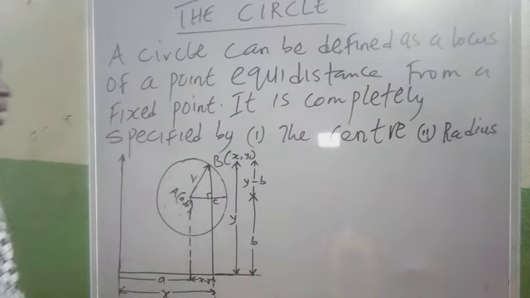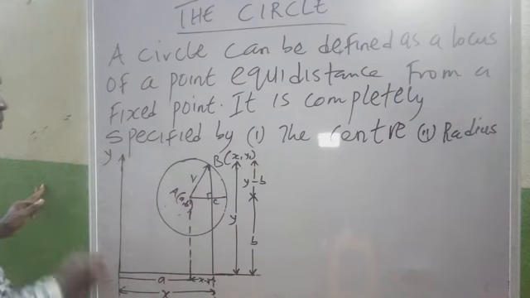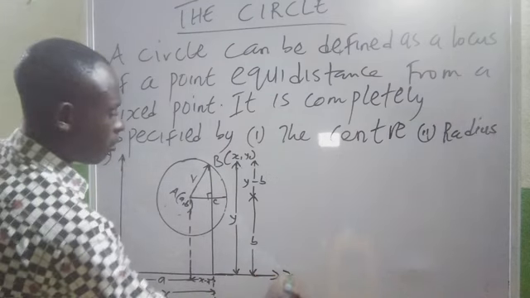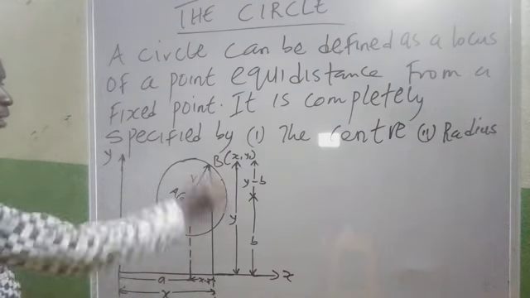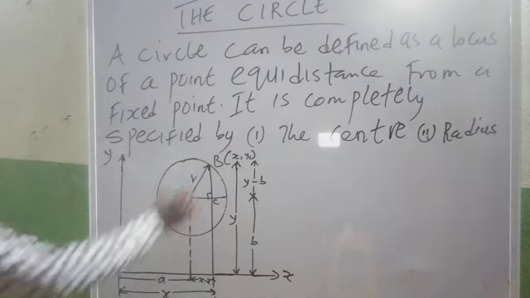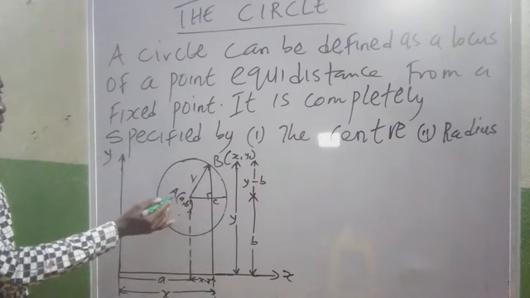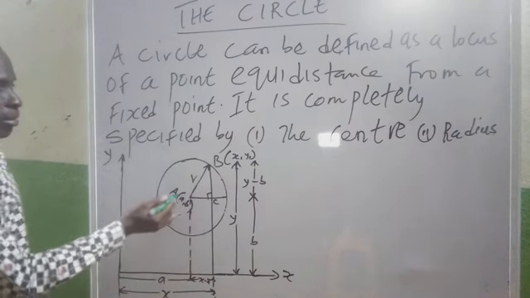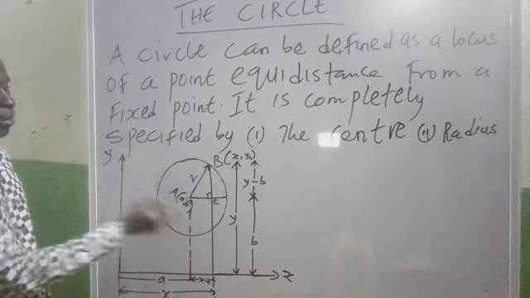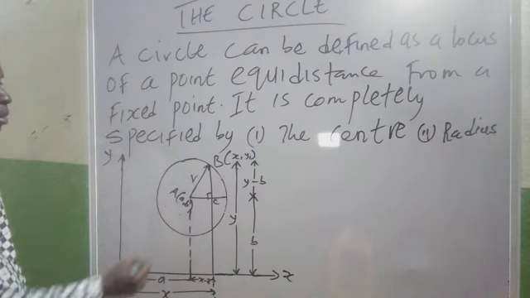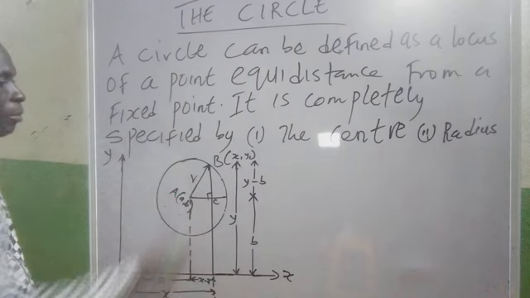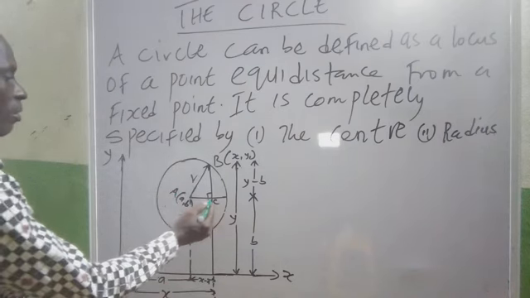Now let's consider what we have on this plane. This is the y-axis, and this is your x-axis. This is your circle. This is the radius of the circle, and this is the center of the circle. The center is A, B, and the circle passes through C.